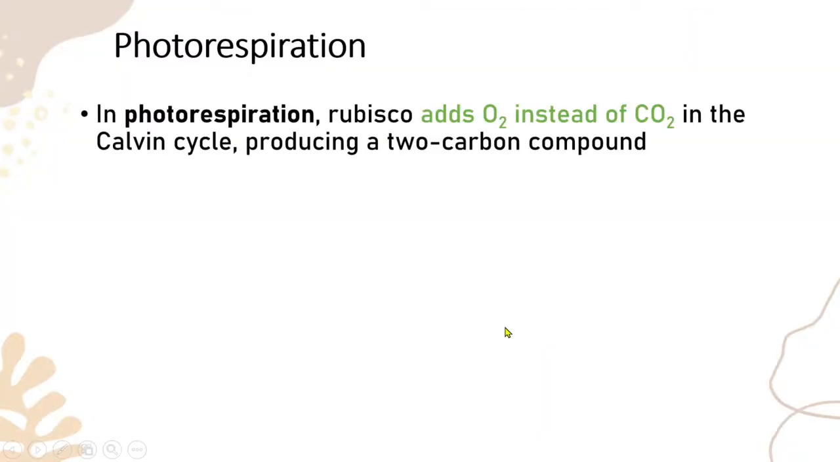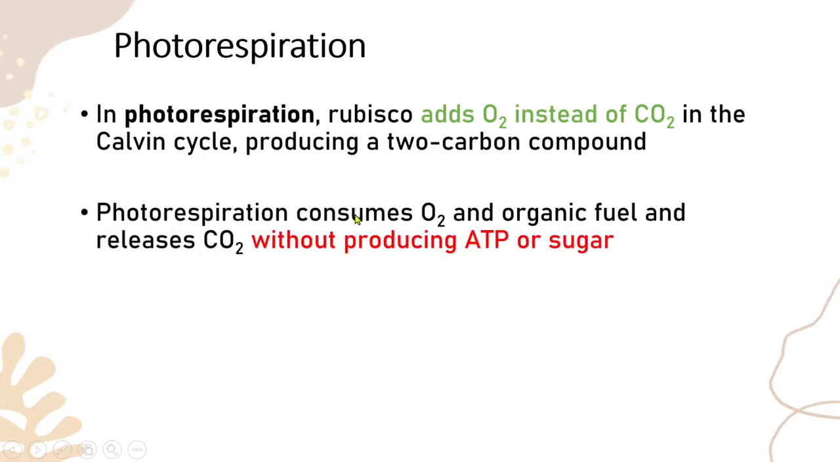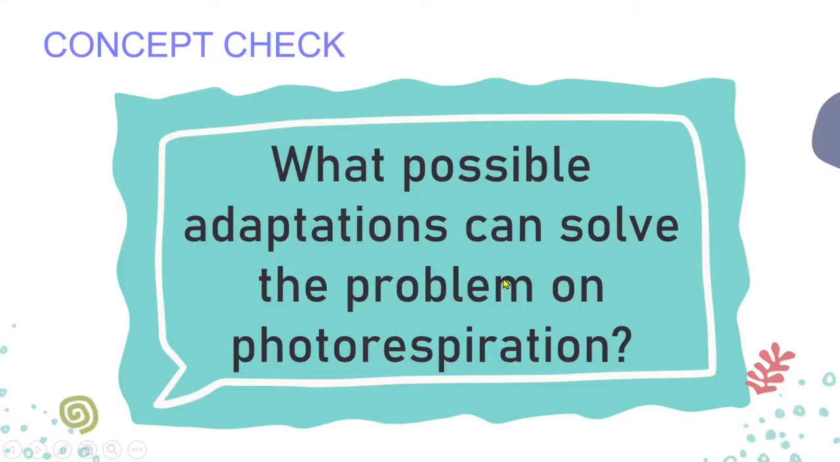And photorespiration, as it adds oxygen instead of carbon dioxide in the Calvin cycle, not only produces a 2-carbon compound, but it also releases carbon dioxide, without producing ATP or sugar. So this is a problem, because the plant will now be using up organic molecules that it has already produced, without producing ATP. So it's a loss for the plants if ever photorespiration would occur. So the question now is, what possible adaptation can solve the problem of photorespiration?